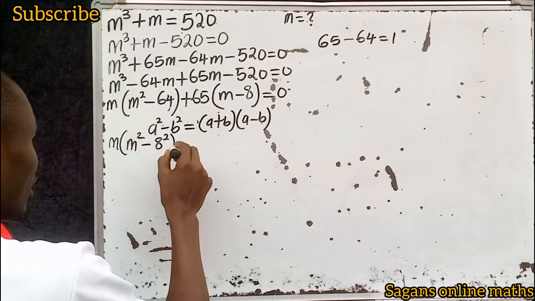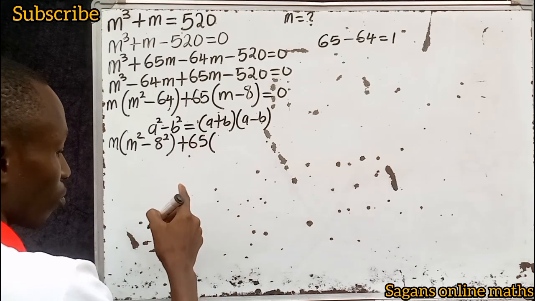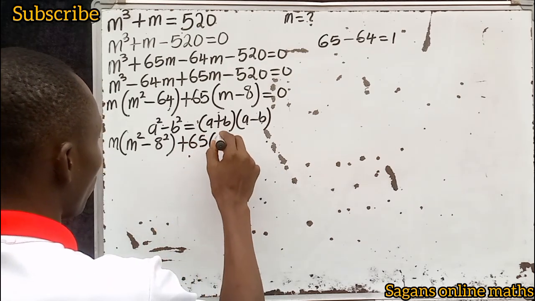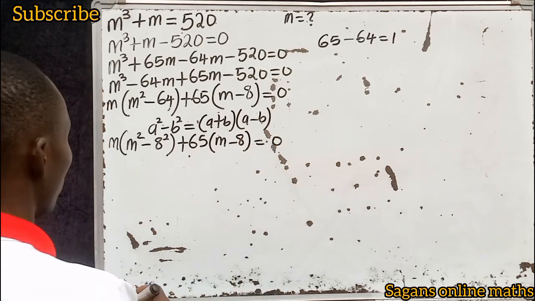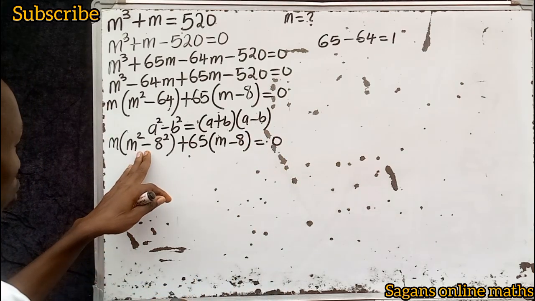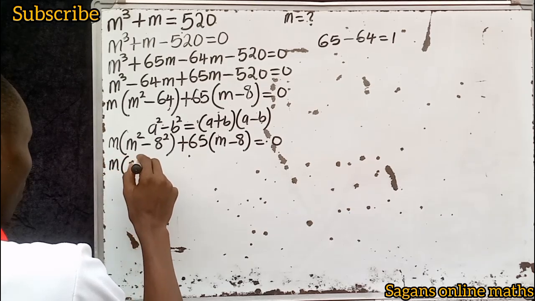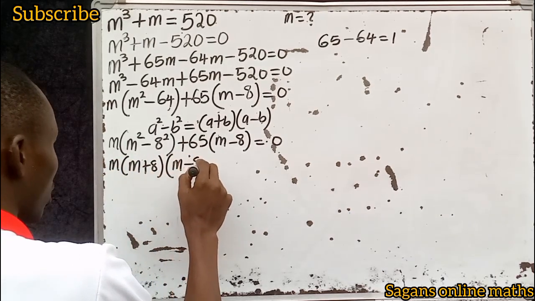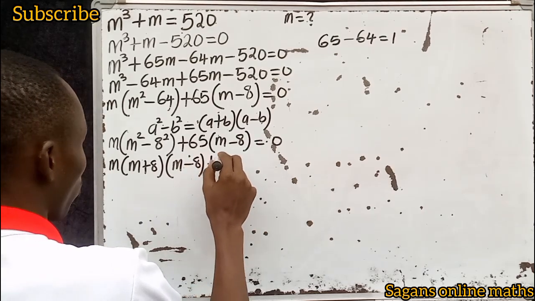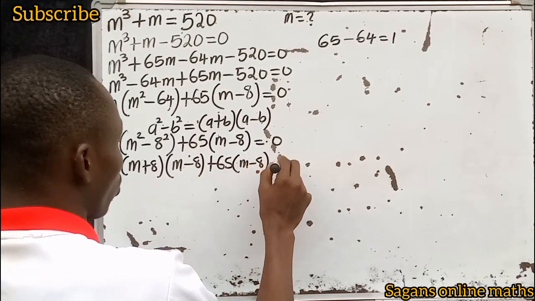Then we'll close the parenthesis, plus 65 into m minus 8, all this equals to 0. Now let's take our difference of two squares from here. So this is m into m plus 8, into m minus 8, plus 65 into m minus 8, all this equals to 0.